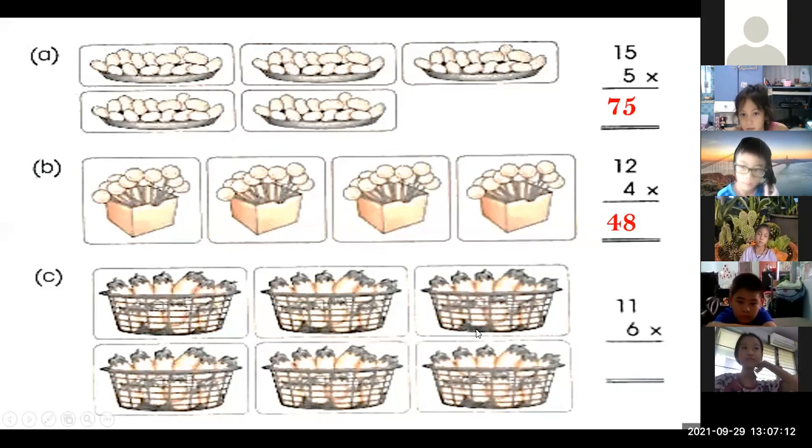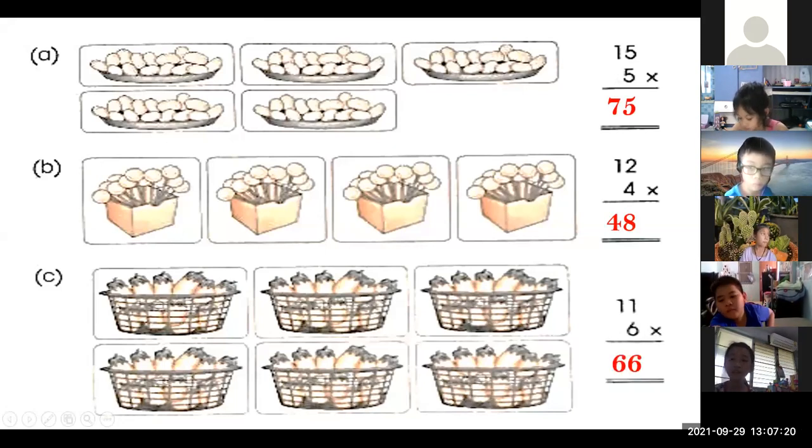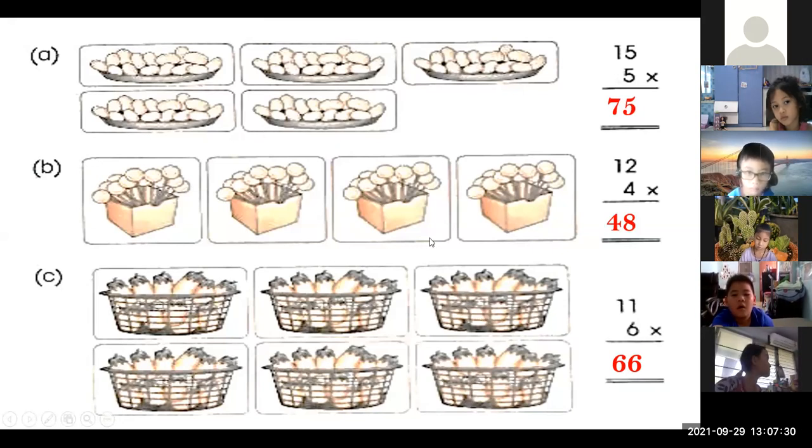11 times 6. 6 times 1 is 6. Okay. So 66, because 1 times 6 is 6. Another one, 1 times 6 or 6 times 1 is 6. So we have 66. Okay.